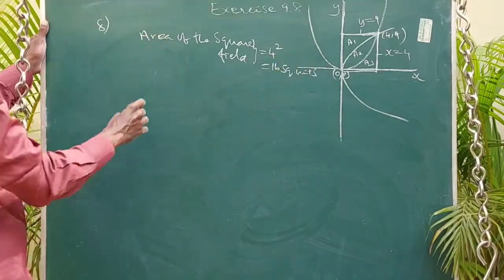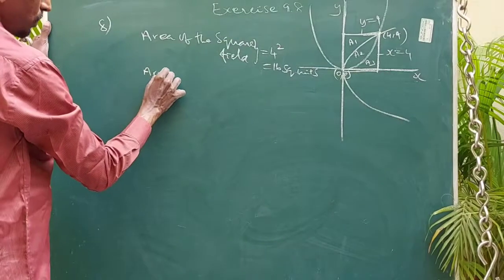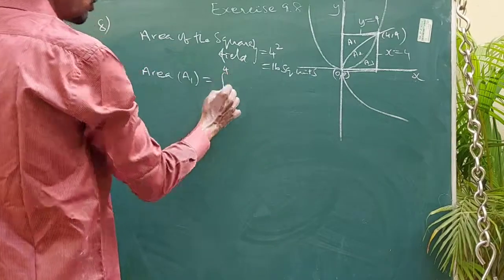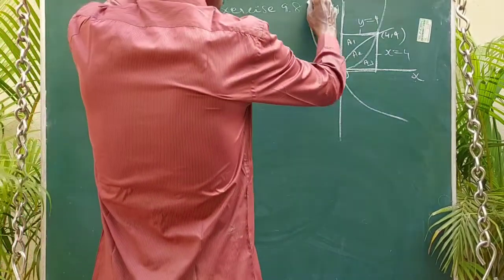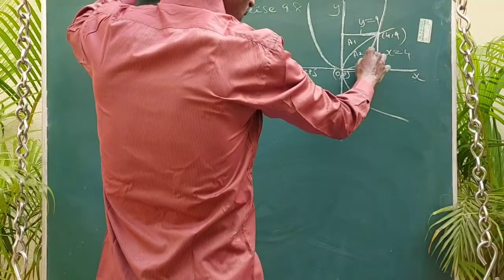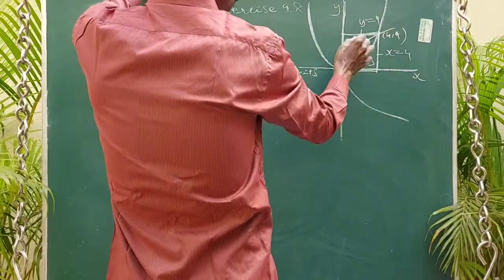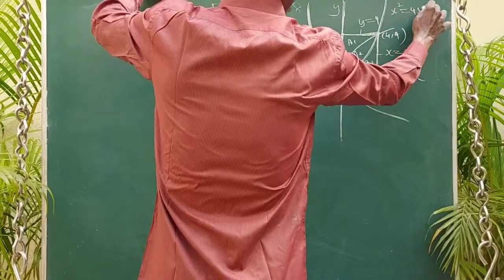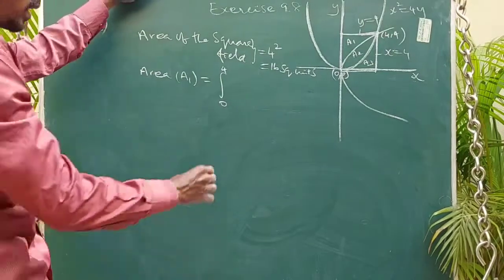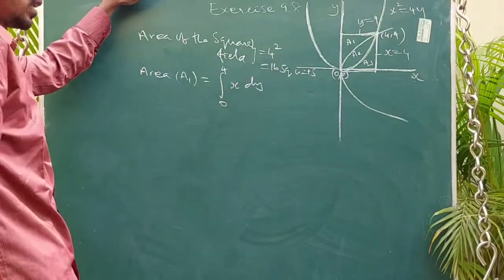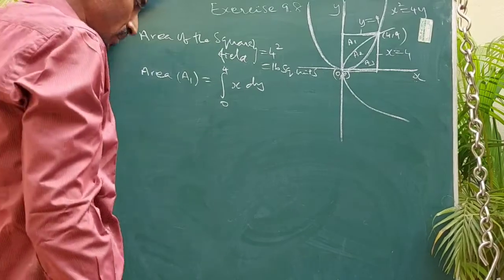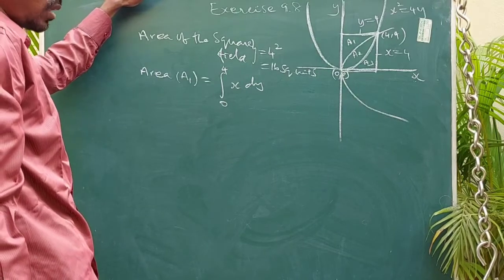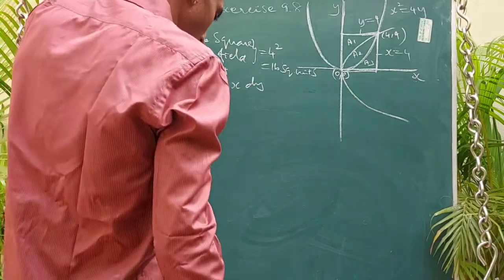Okay. Next, area A1 is equal to integral 0 to 4. A1 means, so listen, above, this one from 0 to 4. What is the curve? x square equal to 4y. Okay, x square equal to 4y. So integral x dy. So x square equal to 4y. So integral x dy.